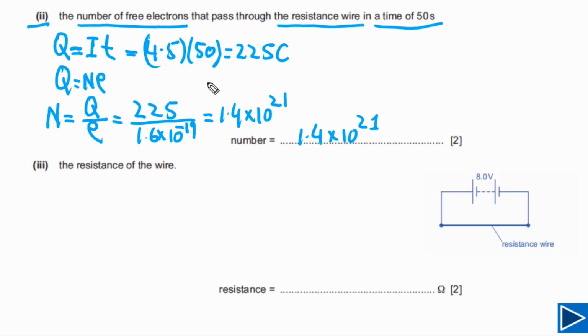And this question has 2 marks. You will get the first mark, the C mark, if you have got the right answer for the amount of charge. And the second mark is the answer mark. You will get 2 marks if you have got the right answer.